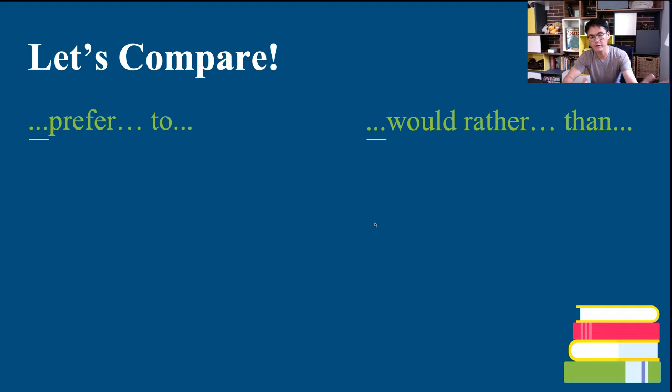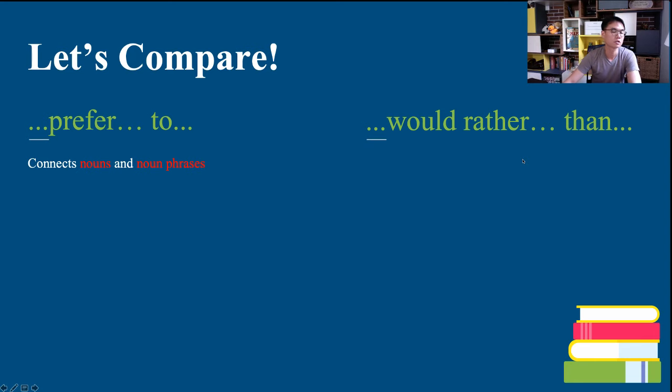Now let's compare prefer to and would rather than side by side, because very, very often people talk about prefer than and would rather to. Okay, so never do that. Prefer to, they're married. Would rather than, they're married. Okay, so they belong together. They should not mix.